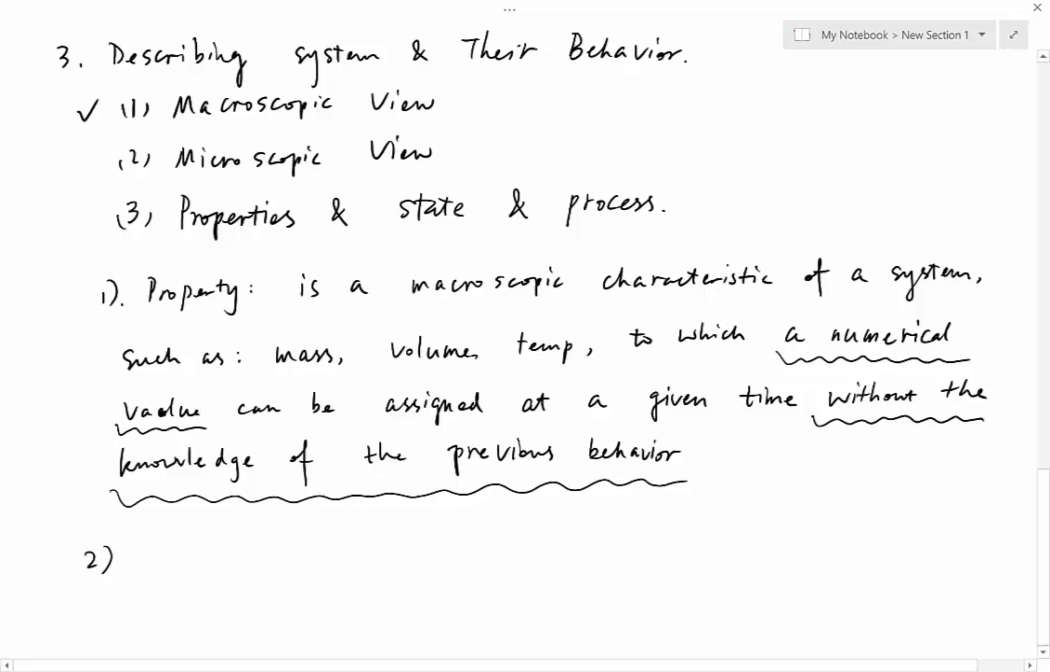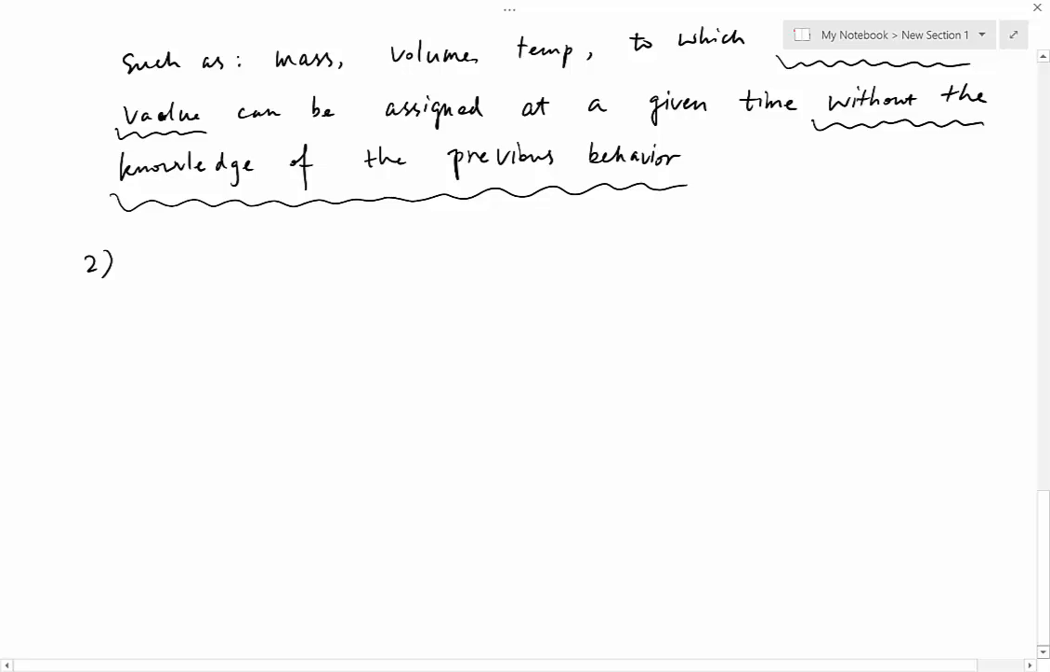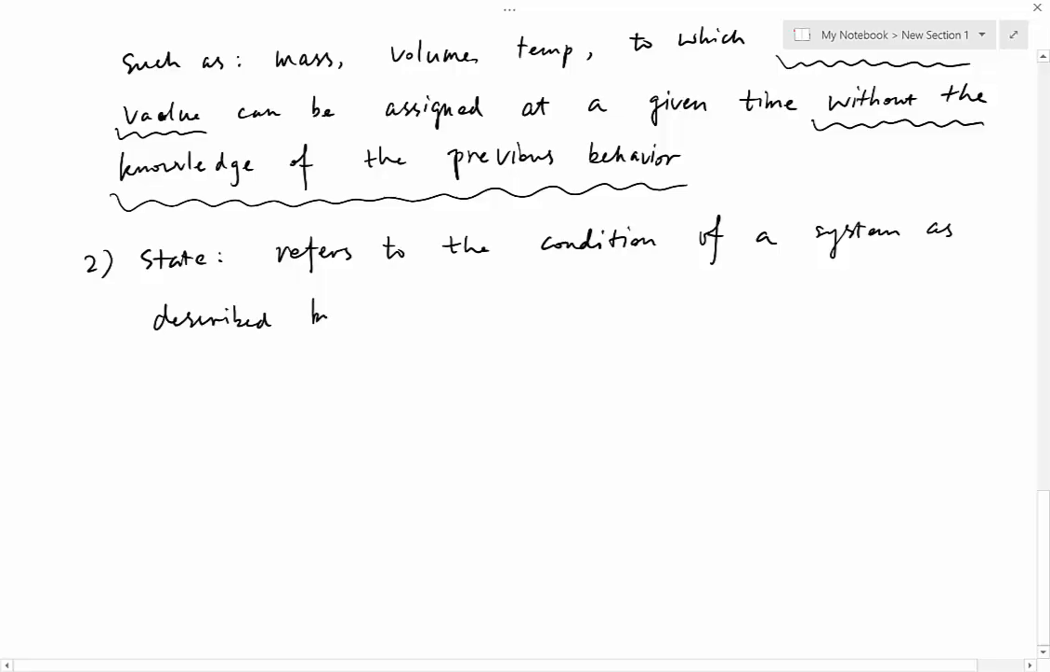The second thing you need in order for you to describe your system is states. What are states? A state refers to the condition of a system as described by its properties.